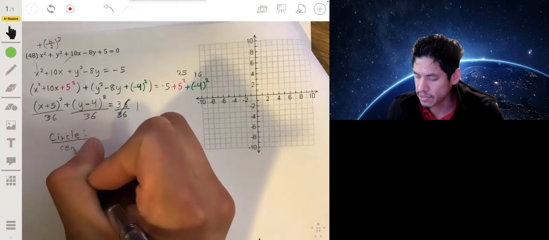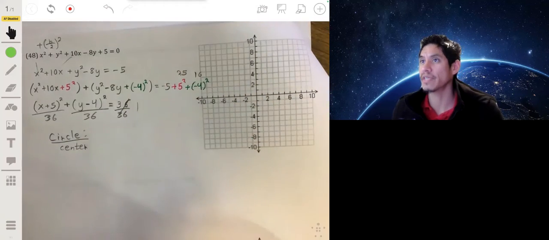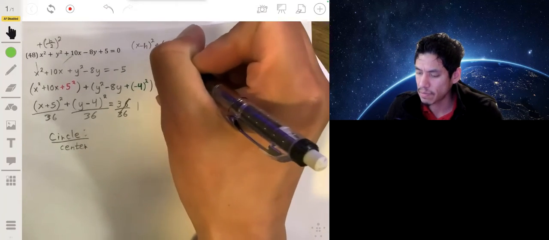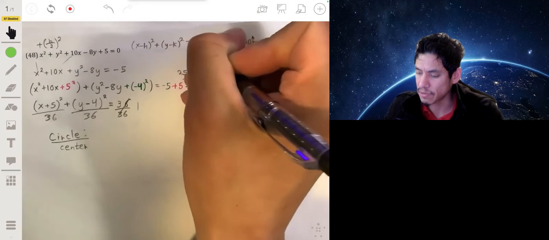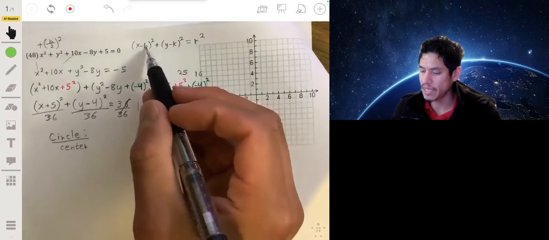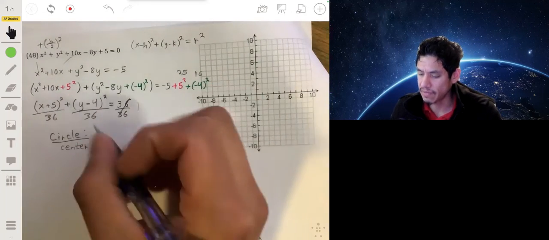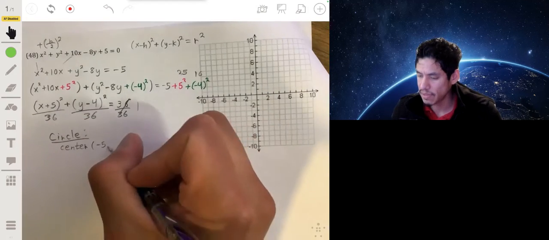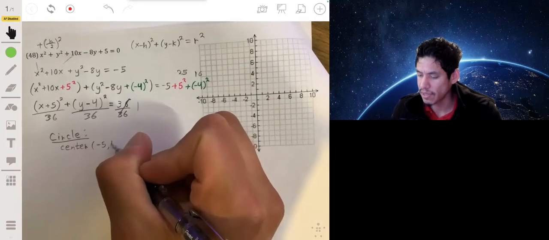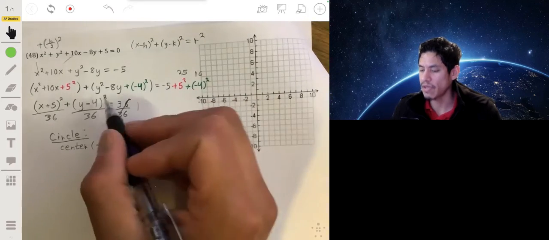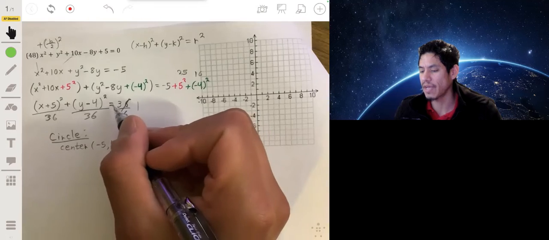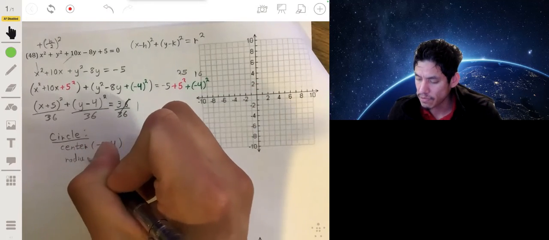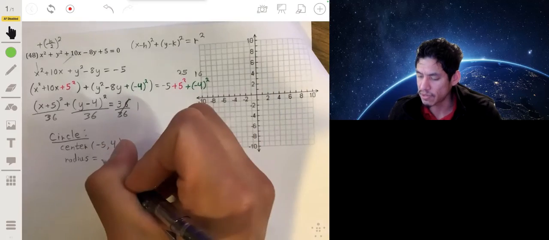Let's go with the center. Let's remember our equation of a circle. Let me write it up here. So x minus h squared plus y minus k squared equals r squared. So h is going to be negative 5, because x minus negative 5 is x plus 5. k will be 4. And the radius is going to be 6, because we have 36 is equal to r squared. So the radius is the square root of 36, which is 6.